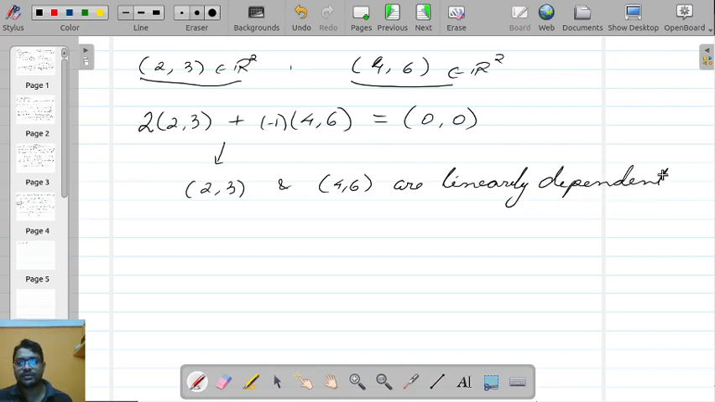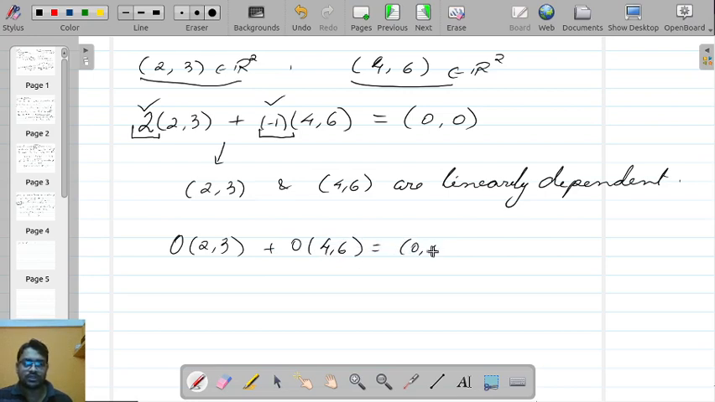Dependent, right? It means we can find scalars which are non-zero. At least one of them should be non-zero. Otherwise, it's all 0 times (2, 3) plus 0 times (4, 6), which always gives us (0, 0), so there is nothing special about it.